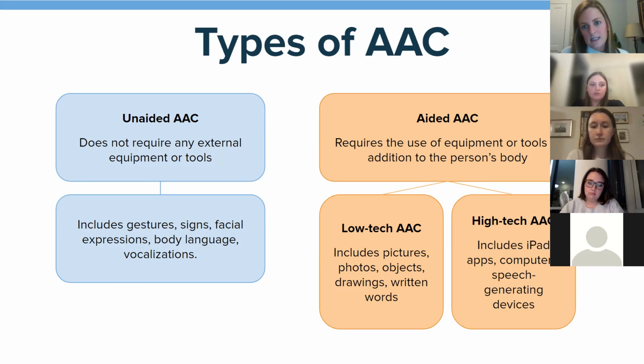They're unaided AAC. And then our aided AAC are ways to communicate that do require equipment, tools, or materials. So these would be things like if your child's ever had a choice board that they used, or pictures, or a picture exchange system, what we call PECS. Those would be our low-tech AAC. And then we have high-tech AAC, which is going to be the focus of what we talk about today. So that's going to include our iPad apps, computers, speech generating devices, things that have more technology.